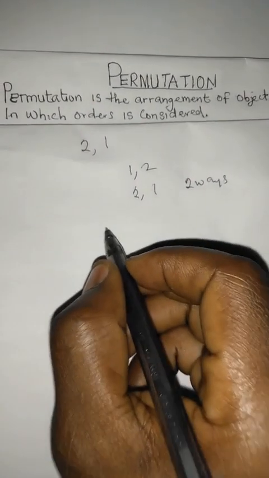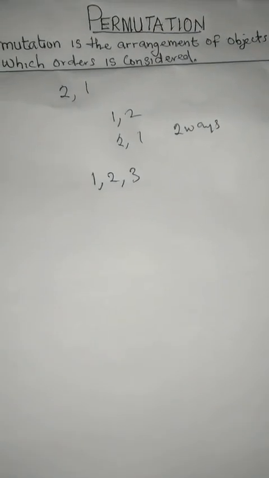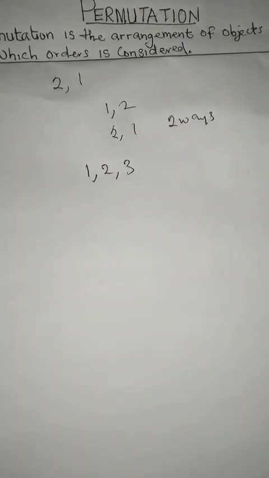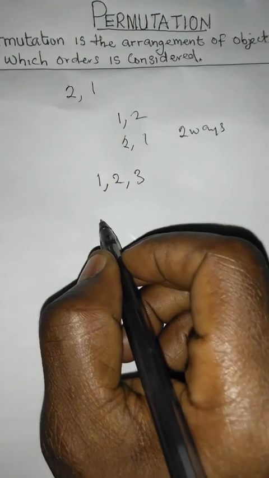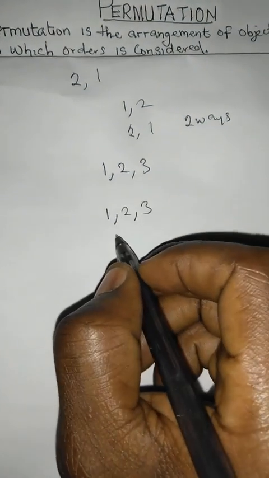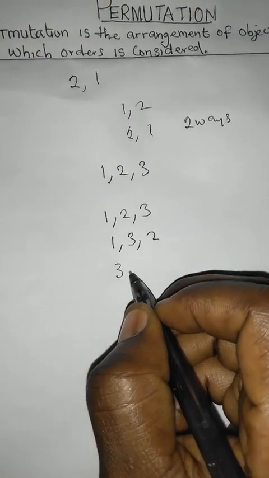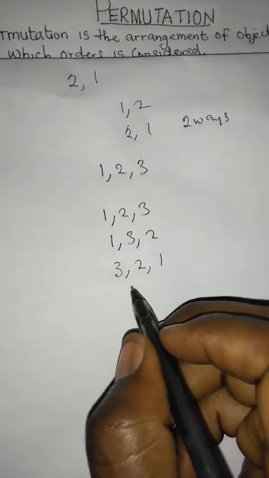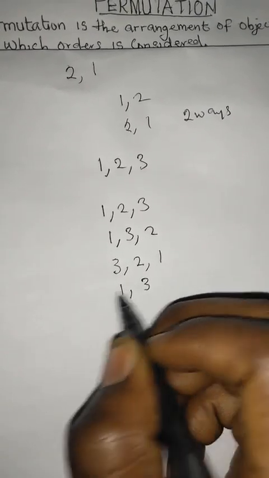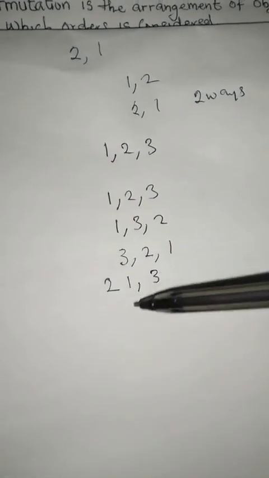If I have 1, 2, 3 and I'm asked to permutate it, that means to arrange it. I'm asking in how many ways can I arrange this 1, 2, 3? Now, look at me. I can write it 1, 2, 3. That is 1. I can also write it 1, 3, 2. That is 2. I can also write it 3, 2, 1. I can also write it 1, 3, 2 or 2, 3, 1. Now, how many ways is it? It means I can permutate this thing 4 ways.